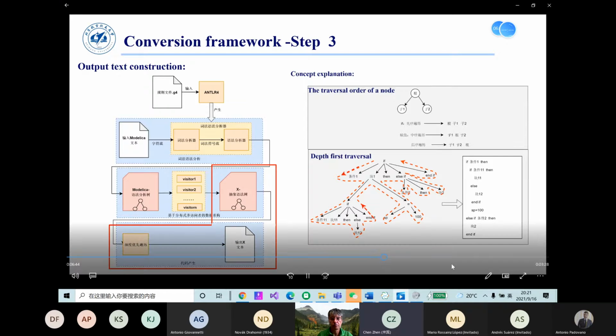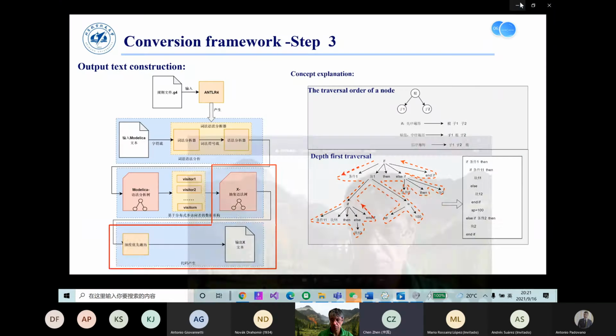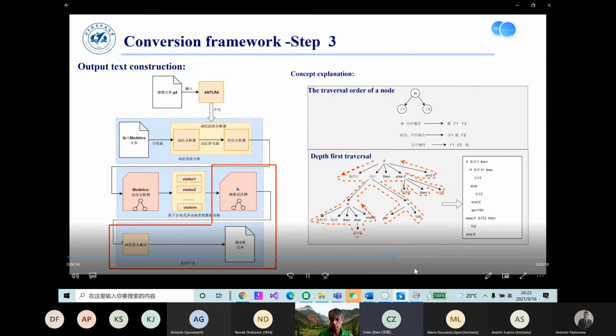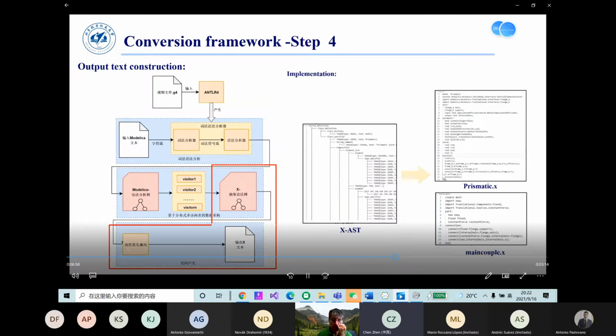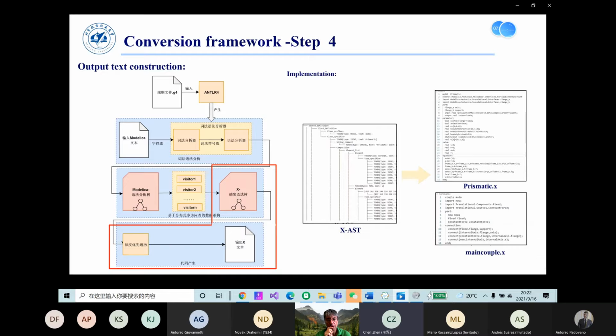And the third step is, through depth-first traversal and output arrangement of specific nodes, to produce the text output. Here you need to consider the grammar of the target language in combination with actual situations. Sometimes an input file may correspond to multiple files in the target language.